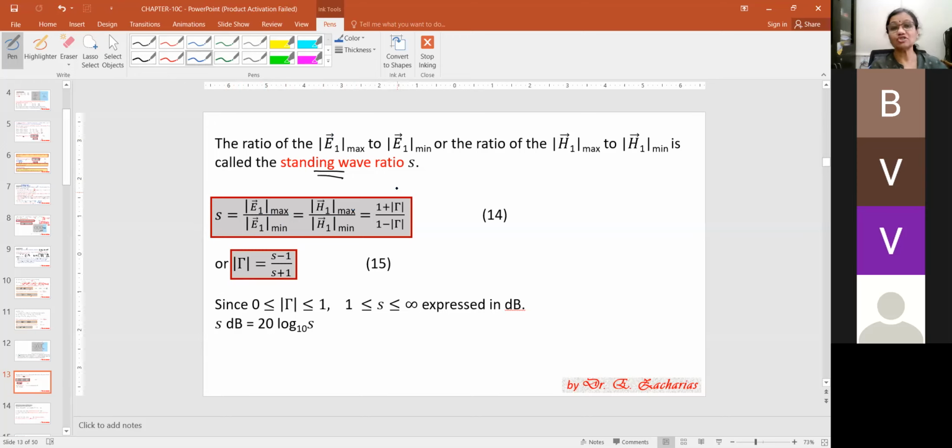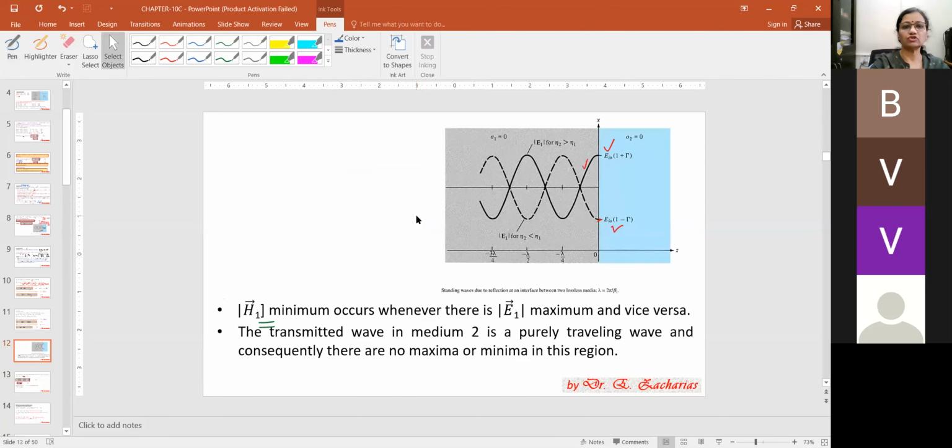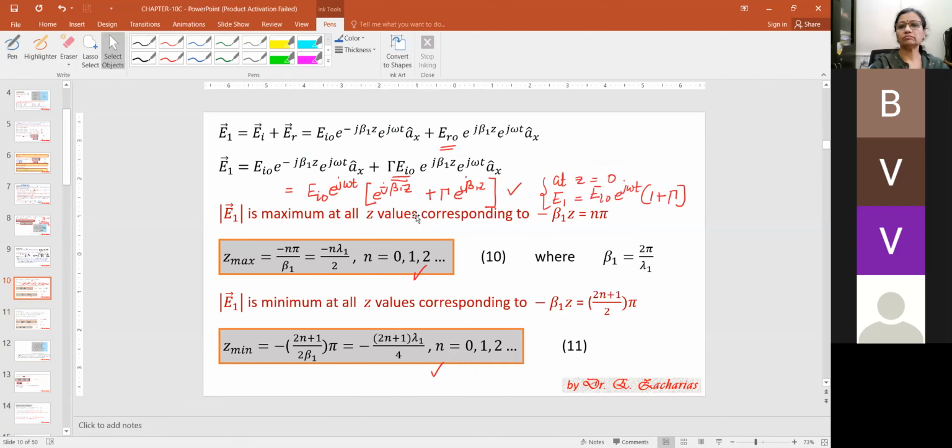And just now, this part I have shown you. Therefore, you can write it as 1 plus modulus gamma by 1 minus modulus gamma. Where I showed you also, I'll just show you. I did this and showed you, remember?